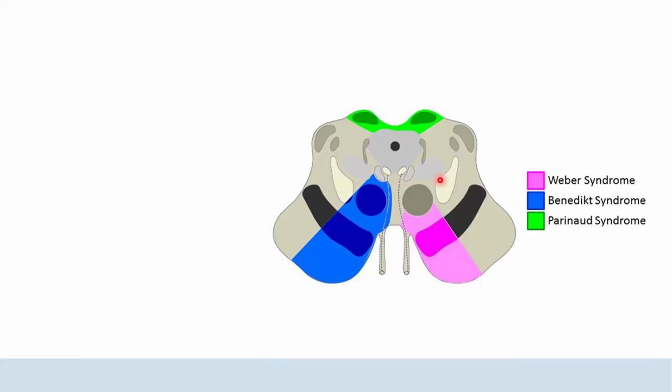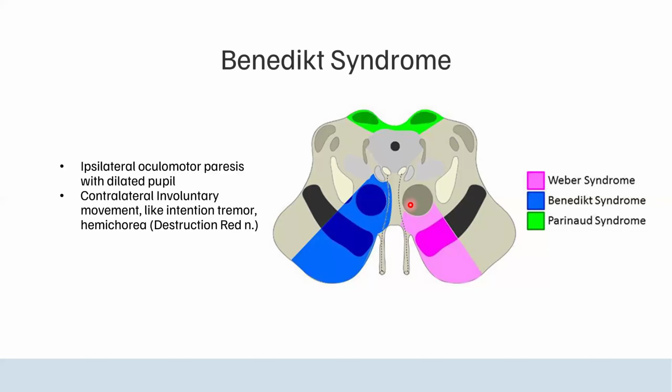The last one is what is known as Benedict syndrome. And I got these two for you to see that the only difference between the two is the involvement of this red nucleus. So in Benedict syndrome, you will still involve the oculomotor. You would still involve the motor supply within the crus cerebri. However, with destruction of this red nucleus, you're going to have involuntary movements. So the extrapyramidal tracts are no longer controlled. Is that clear? Yes. Okay.